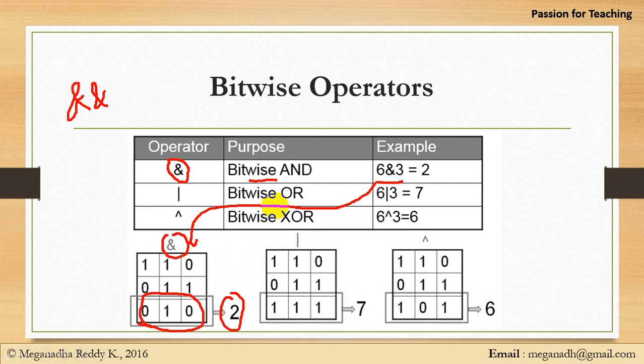Okay, similarly for the OR operator, 1 or 0 is 1, 1 or 1 is 1, 0 or 1 is 1. So when you convert this to decimal, you're getting the answer as 7.